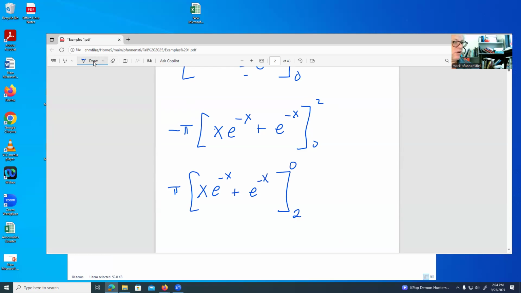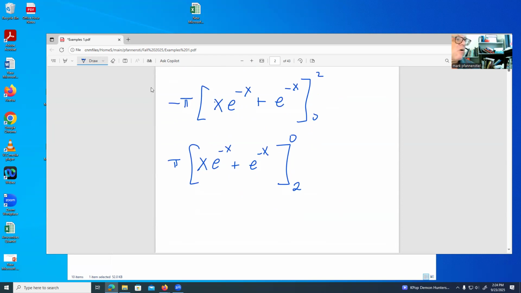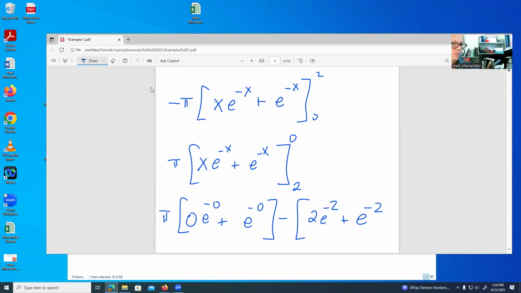So notice both of the negatives on the baseline got factored, and then I used them up to swap my order of integration there. Now we can go ahead and plug in some numbers. So we have pi times 0 e to the negative 0 plus e to the negative 0, minus 2 e to the negative 2 plus e to the negative 2.